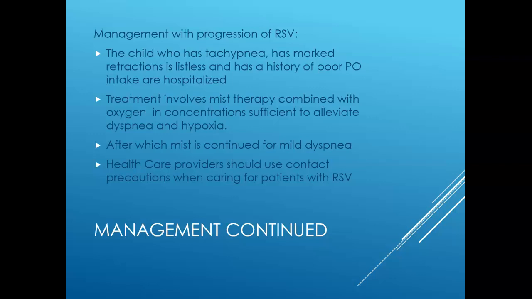The treatment, again, involves mist therapy combined with oxygen in concentrations sufficient to alleviate dyspnea and hypoxia. And if you went into the hospital and saw someone who had RSV and they were hospitalized, typically they're under a mist tent, and you would be able to see that if we had the experience in an acute care setting for this semester. But we do not. We have it more in a chronic setting. And we are more apt to be in the schools, where we will see children being infected also with RSV.